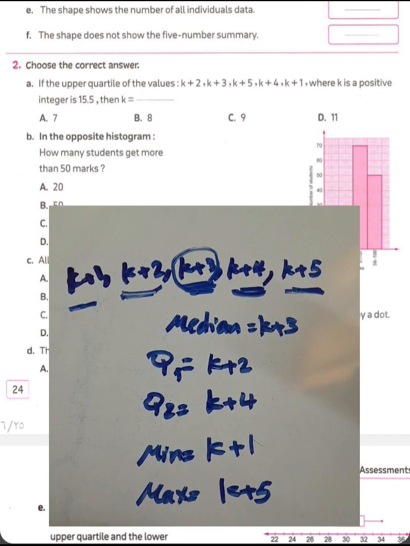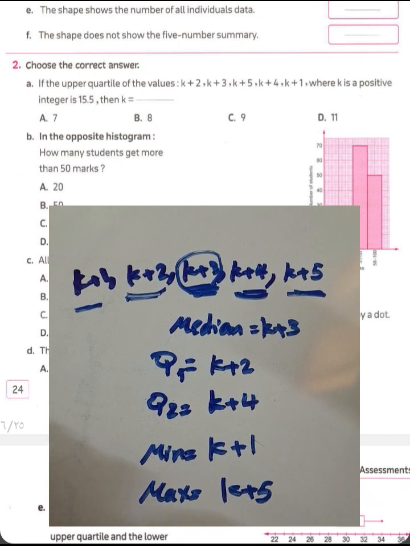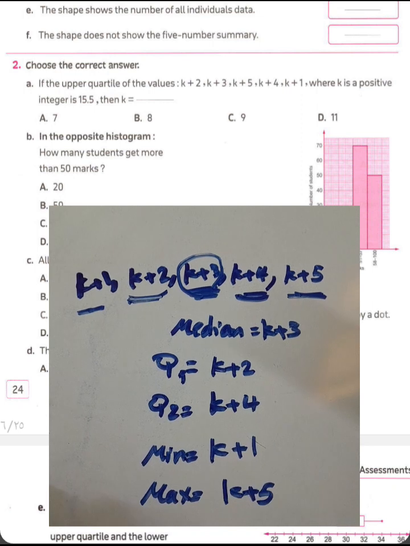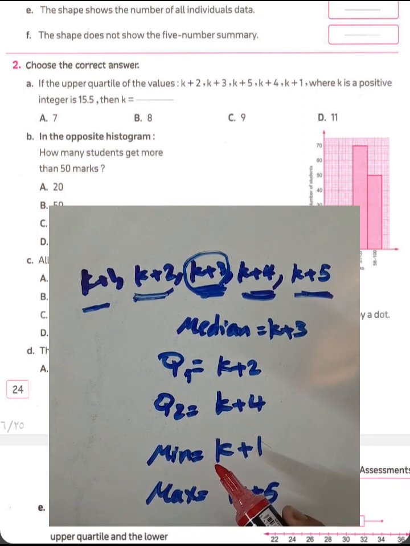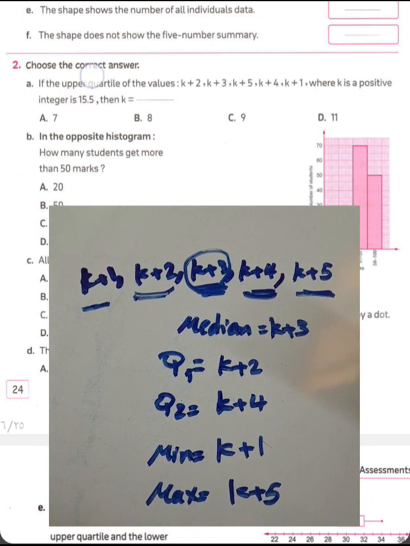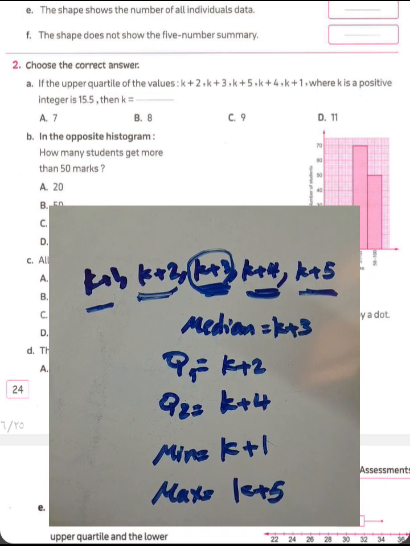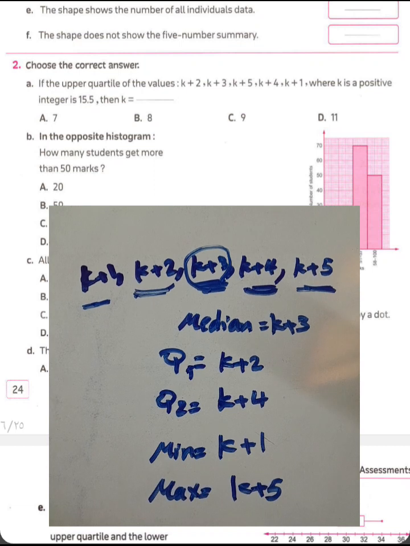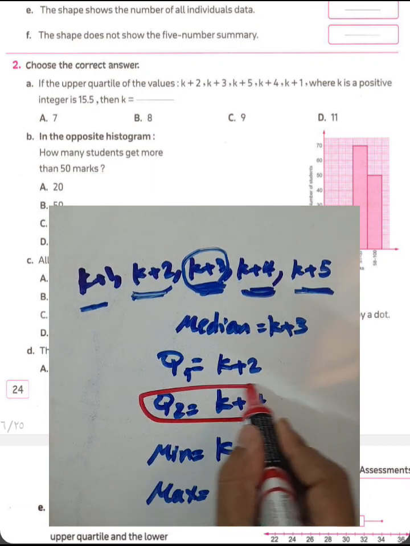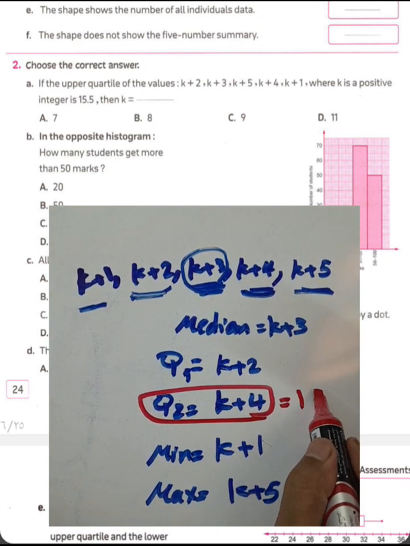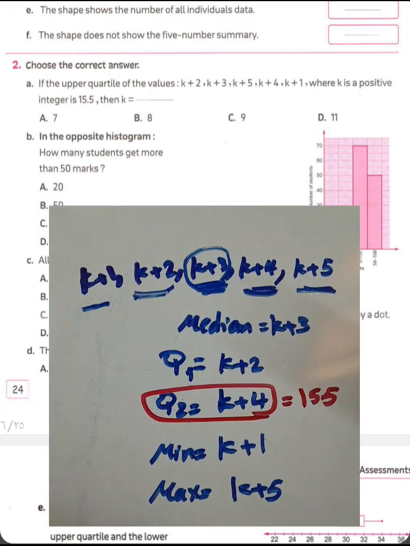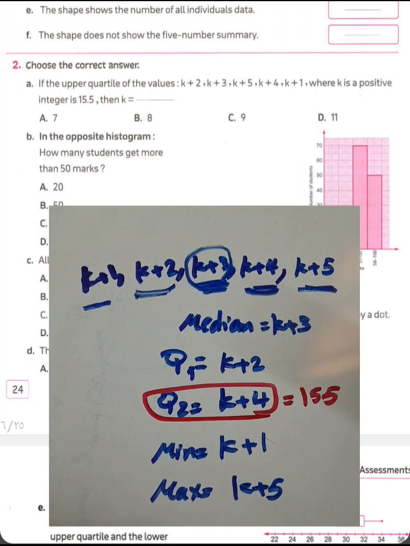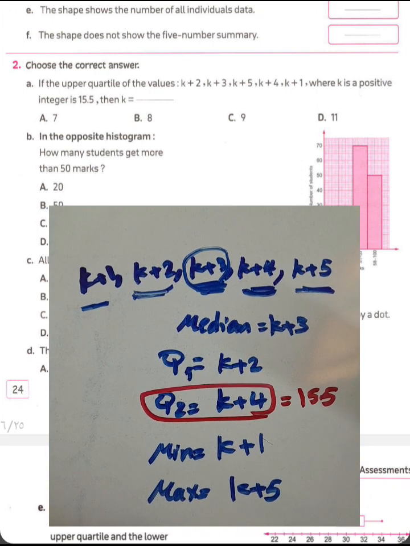Okay, what does he want to find? The unknown k, and he gives us the upper quartile. He gives us the example. Look here, the upper quartile. The upper quartile here was what? It was 15.5. Then the upper quartile, k plus 4, will be 15.5. Okay, then you can find k here.